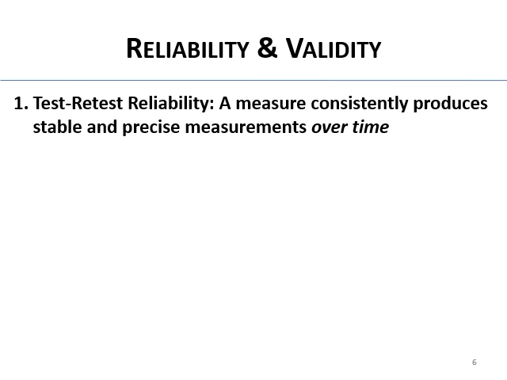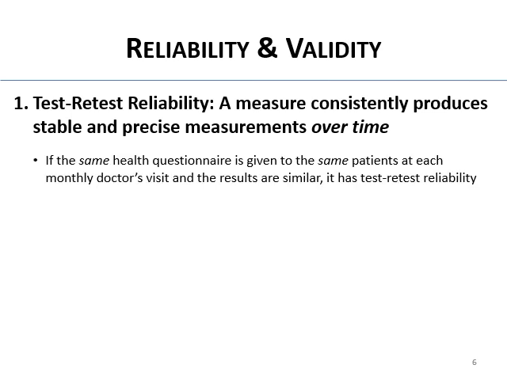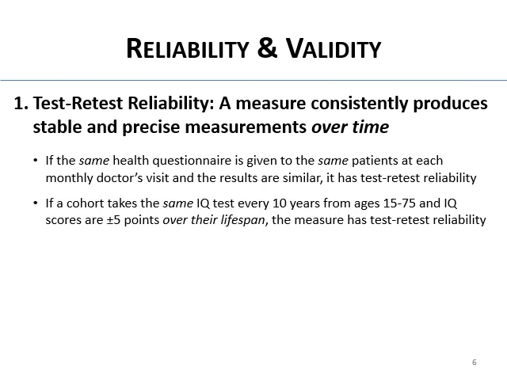So test-retest reliability tells you that a thing produces stable and precise estimates over time, right? Because you're giving a test and then later over time, a retest, it establishes that a measure gives consistent results over time. So if the same health questionnaire is given to the same patients at each monthly doctor's visit and the results are similar, then that health questionnaire has test-retest reliability. If you get crazy things one time versus another, then you know what, maybe not. There's going to be a little bit of difference, of course. People change over time, but they should be fairly consistent.